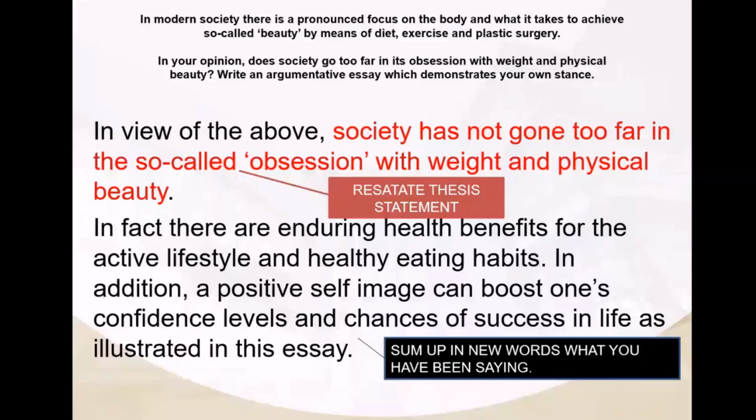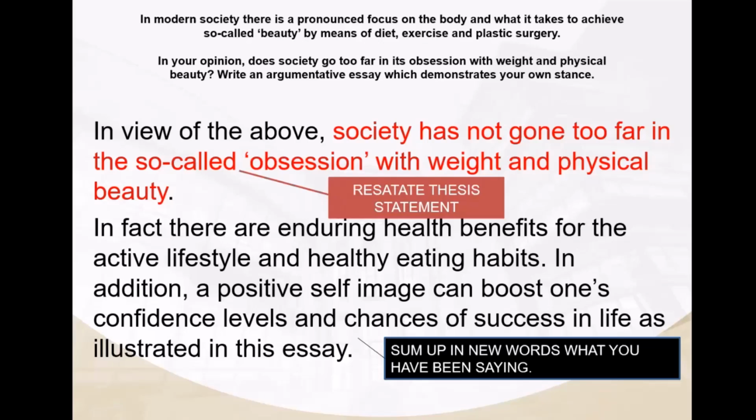Okay, let's look at it again. So it's the same topic that we worked on. And it says, in view of the above. So some things were written in the body, the points that support the topic or develop the topic were included in the body. So the writer says, in view of the above, beginning the conclusion with that phrase, or looking at the points stated above. Society has not gone too far in the so-called obsession with weight and physical beauty. That is the thesis statement.